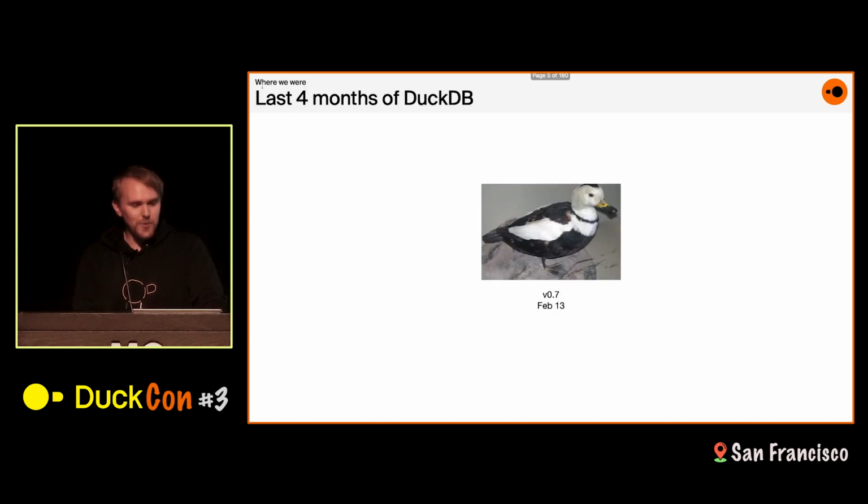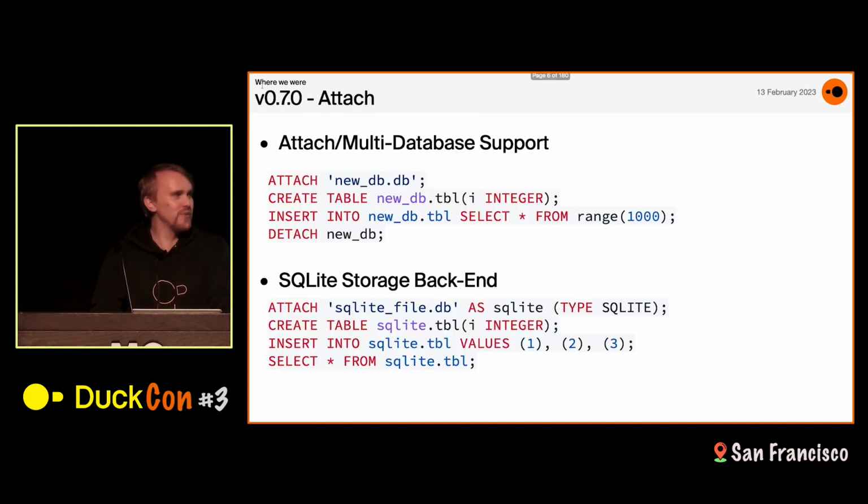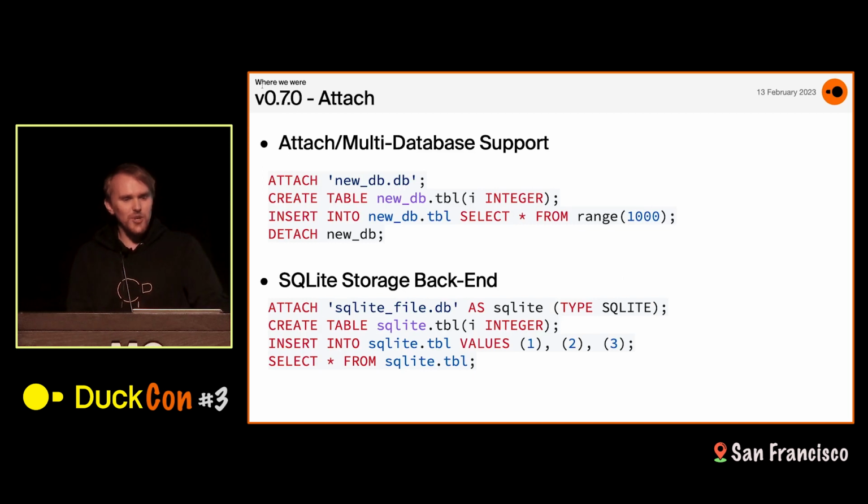All right, so the last 4 months of DuckDB. Well, we had 2 releases. The first release, version 0.7, was actually 1 day after the last DuckCon. That was not a coincidence; we had planned that as well, of course. And this version had some very cool features. It had the attach and multi-database support. That's something that SQLite has as well.